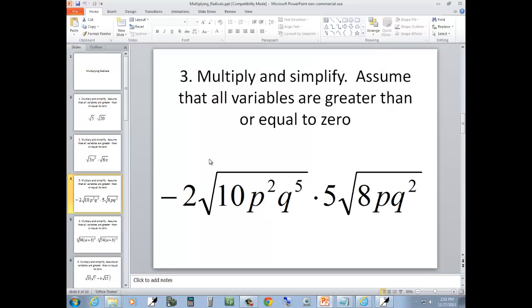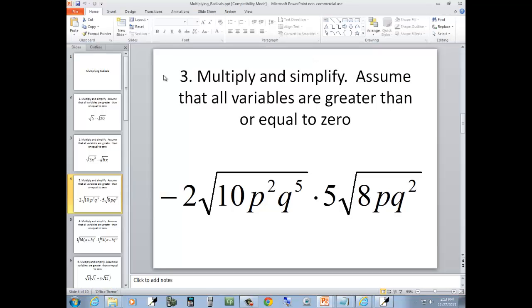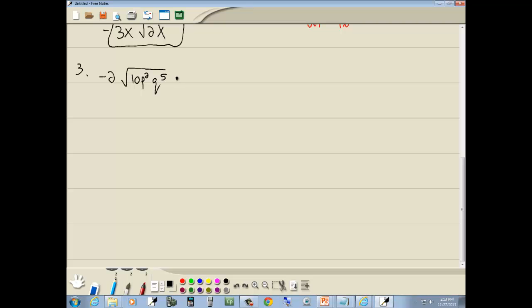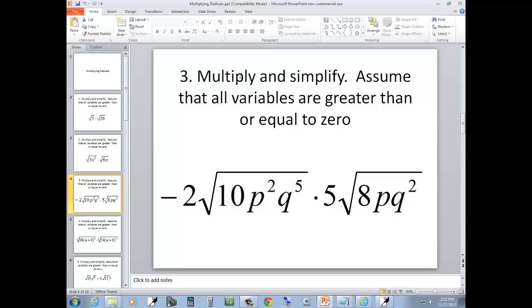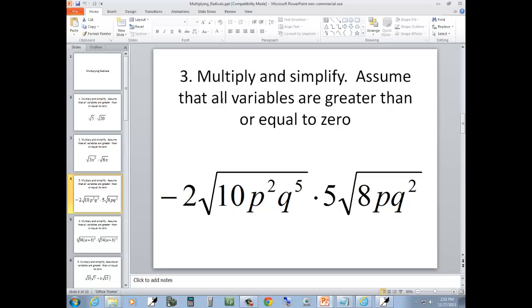Let's take a look at our next problem. We've got negative 2 square root of 10 p squared q to the 5th times 5 square root of 8 p q to the second power. Now let me check everything. Negative 2, 10 p squared q to the 5th times 5, 8 p q squared. Okay.